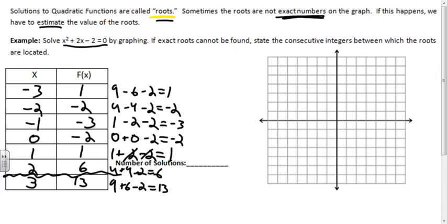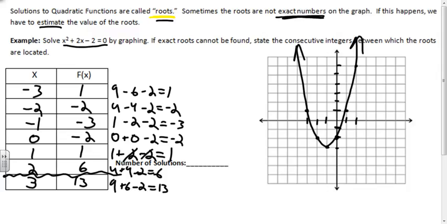So we'd say where x is negative 3, we have a y value of 1. Where x is negative 2, we have negative 2. Where x is negative 1, we have negative 3. Where x is 0, we have negative 2. Where x is 1, we have 1. And where x is 2, we have 6. So it looks like this is our parabola.